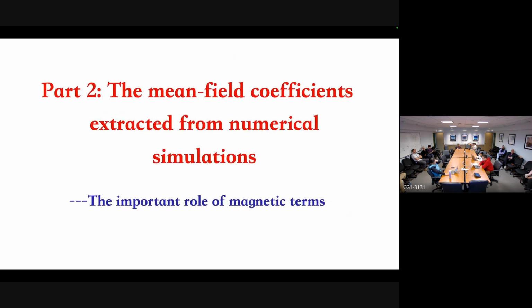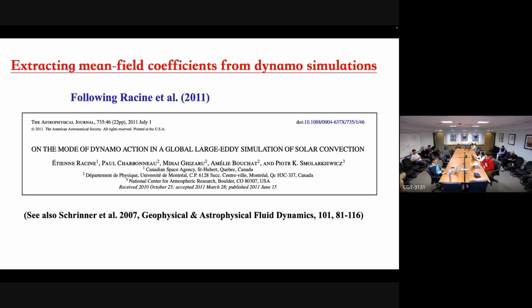Okay, so the second part is, because we already have these four simulations, I extrapolated the mean field coefficients and tried to analyze them. My main focus is the important role of these magnetic terms. Basically, the method I use for extrapolating the mean field coefficients in dynamo simulation follows this paper, which itself follows from an earlier paper, so I follow their method.